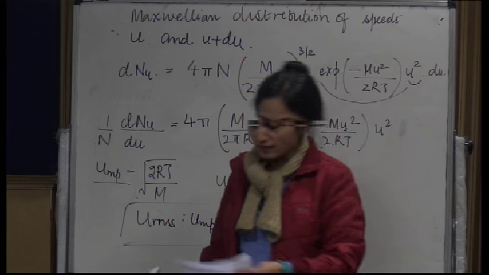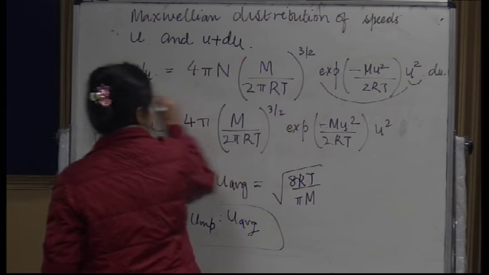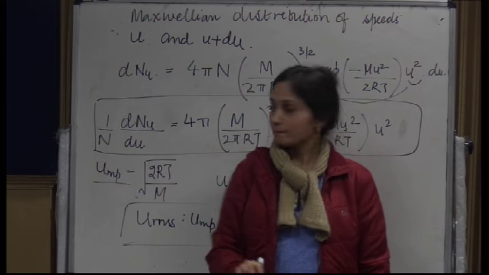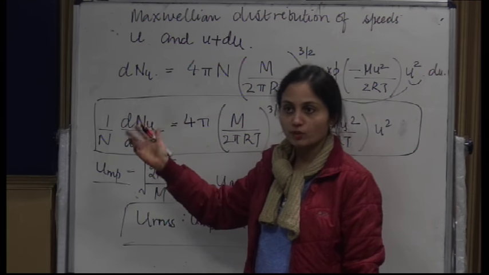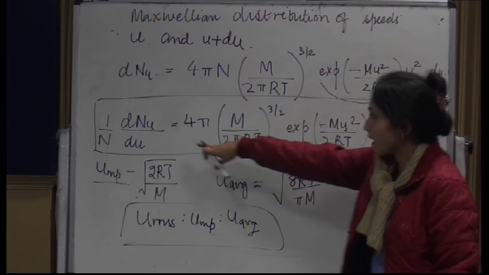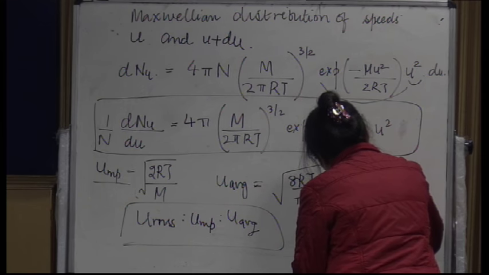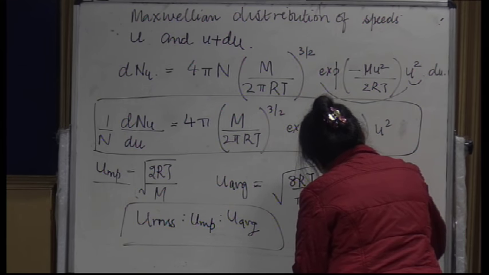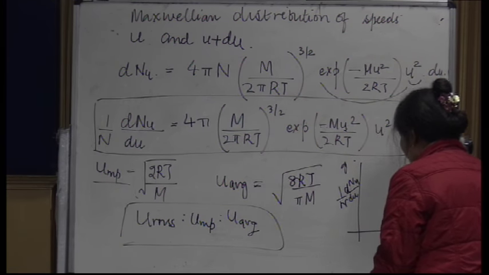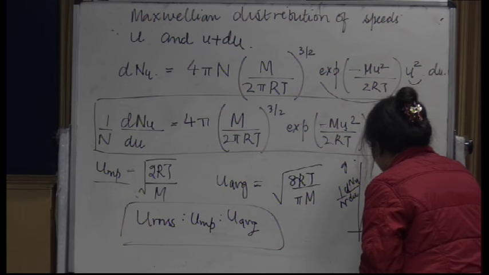Okay? And let me just draw. I told you, this is your expression that will give you the fraction of the molecules moving with the speed of u and in between the speed of u and u plus du. How does the graph look like? Here I will take on the y-axis my fraction that is equal to 1 by n dnu by du, and this versus your speed of the molecules. Now this will be like something like this.